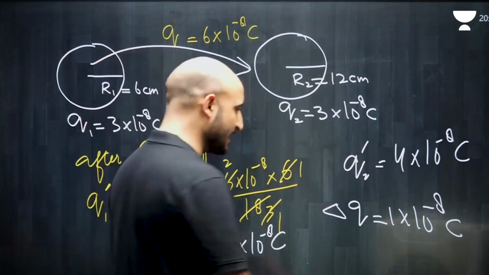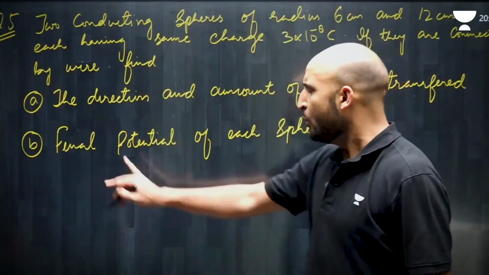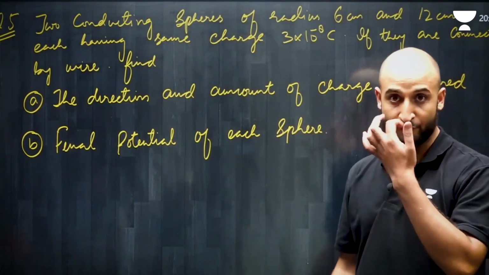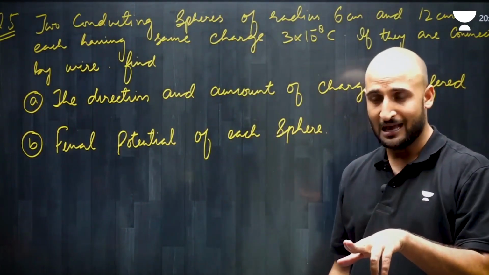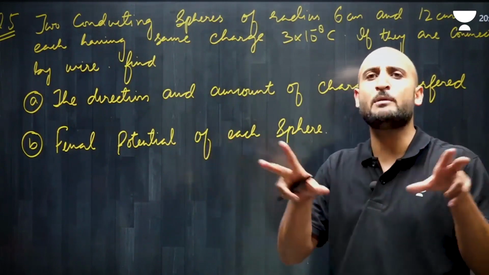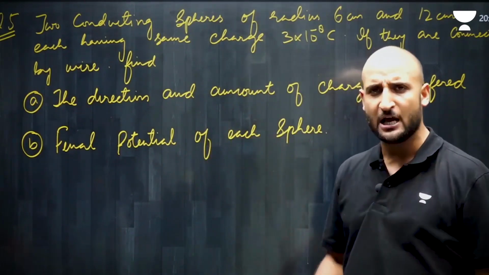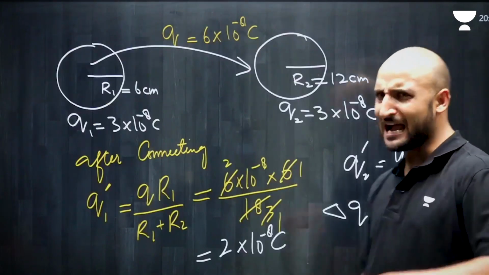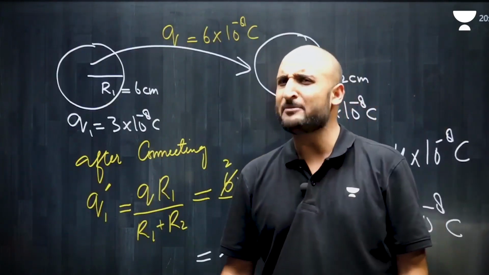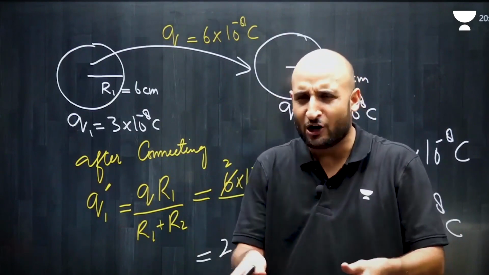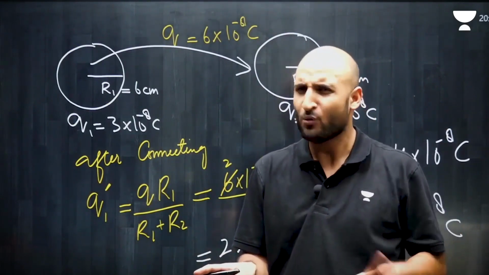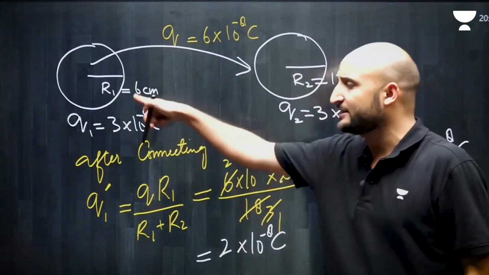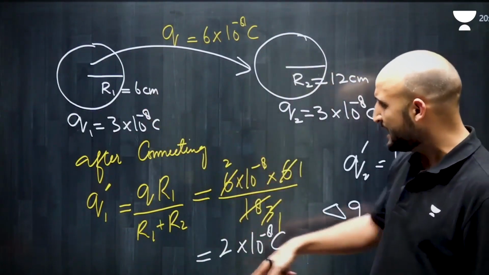Let's move to the second part. What is the final potential of each sphere? What is the common potential actually? After connecting, what will be the common potential of both the spheres? Or you may call it the final potential on each sphere. I again come back to my point: sometimes you don't need to rely on equations every time. Why am I saying this? I calculated the final charge on this sphere, that's Q1 prime.